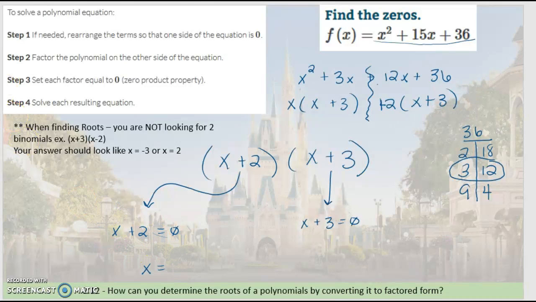Sorry, this is a bad recording. We have minus 2, minus 2. So x is negative 2. Over here, I'm subtracting 3.